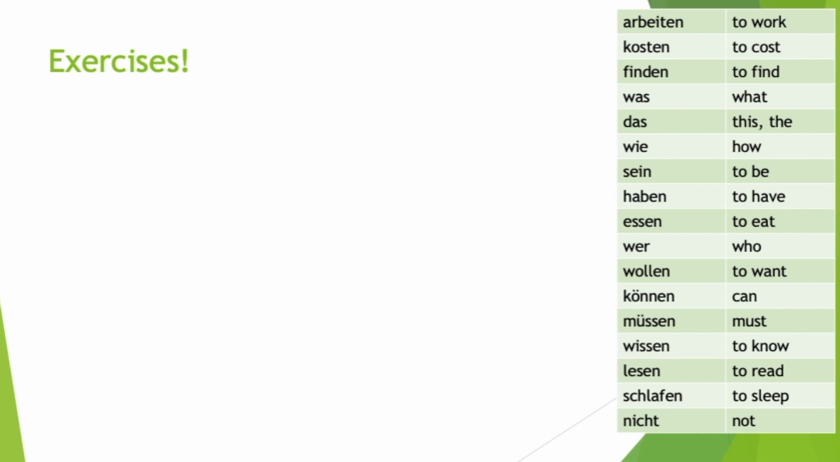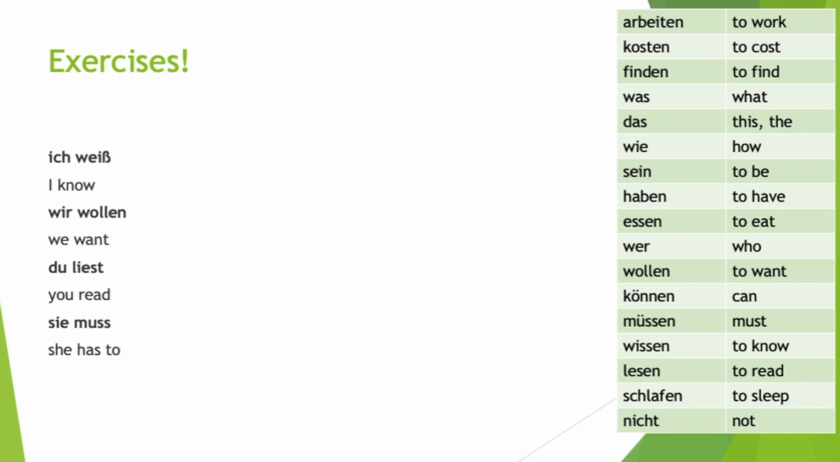If not, go back a little and put them into your notebook, because now we'll do an exercise. I'll tell you a conjugated verb in German and you translate it into English. Ich weiß. Also, I'm just giving you a couple of seconds, but if you need more time, just pause the video. I know. Wir wollen. We want. Du liest. You read, or you're reading. Sie muss. She has to, or she must. Arbeitet. He works.